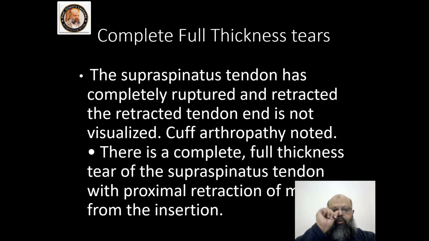Another sample for a full thickness tear, which is a complete full thickness tear, is that we can mention that the supraspinatus tendon has completely ruptured and retracted. The retracted tendon end is not visualized. Cuff arthropathy noted. We can say that there is a complete full thickness tear of the supraspinatus tendon with proximal retraction of, mentioning the size in millimeters, from the insertion.